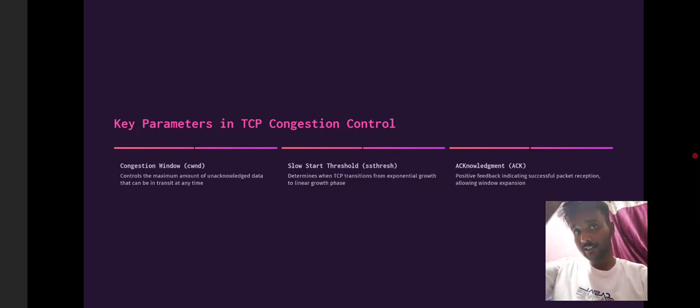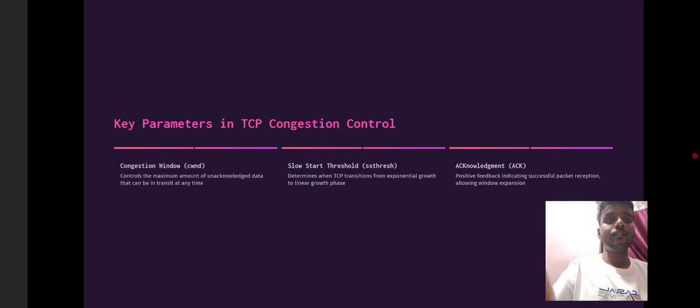There are three important parameters in TCP congestion control. First is congestion window or CWND. This determines how much data can be sent at a time without acknowledgement. Second is the slow start threshold or ssthresh. This defines when TCP switches from exponential growth to linear growth. Third is acknowledgement or ACK. These are signals sent by the receiver to indicate successful packet delivery. If acknowledgements are received regularly, TCP assumes the network is stable. If acknowledgements are missing, TCP assumes congestion.